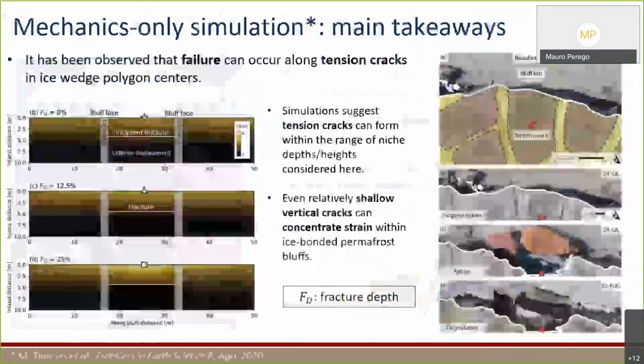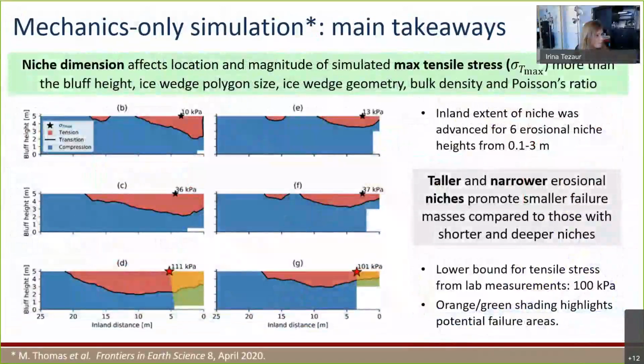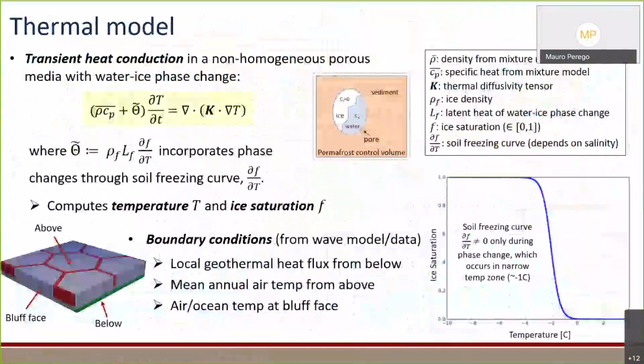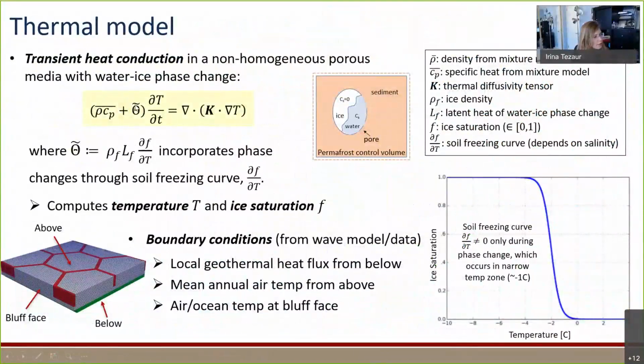Yeah. So let's see. Let me go to the slide. No, it was fast. There's a lot of material here. Oh, here we go. So it's done through this inertial part of the equations. It has this theta tilde term, and that has what we call the soil freezing curve. And that's a function. It's actually the derivative of the function shown here, but it's basically a function that's only non-zero in a very narrow band near -1 Celsius. So that's how the phase changes go in through this term in the equations.